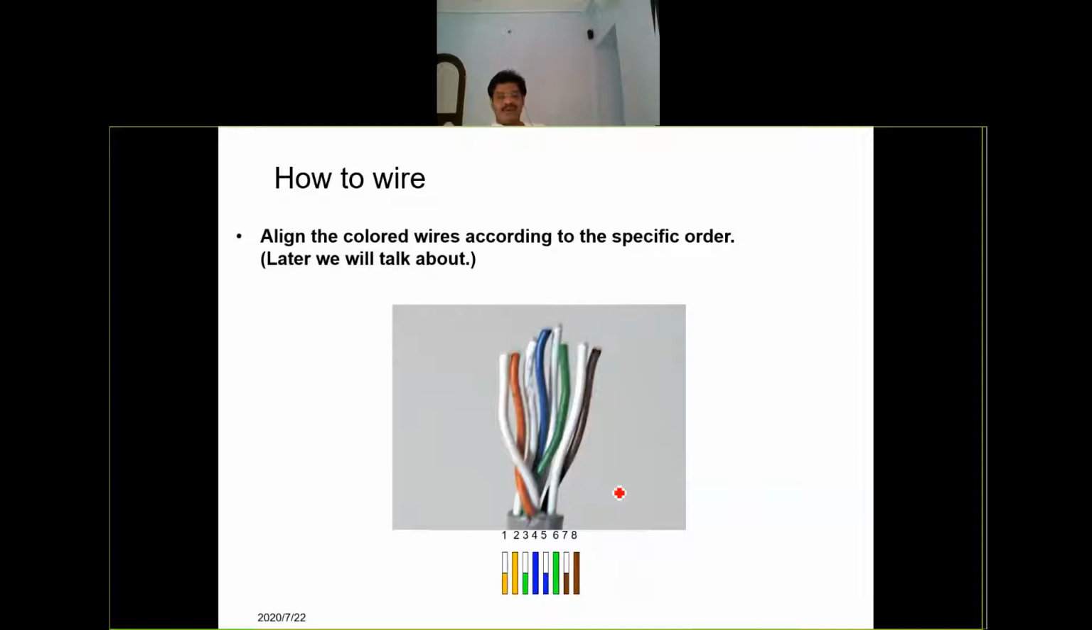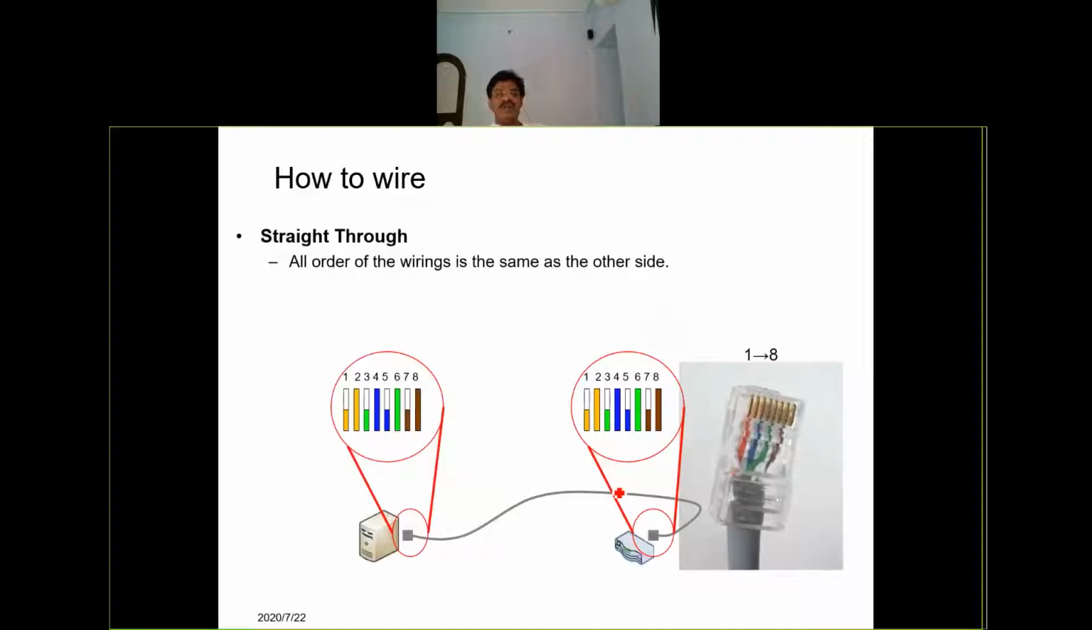White orange, orange. Then next is white green. Then blue. Then white blue. Then green. Then white brown, and then brown. This is the sequence of conductors. This sequence of conductors is to be properly inserted inside this RJ45 jack. This is the plastic jack where 8 connectors are already available. So inside this RJ45 jack, we are actually inserting the conductors.